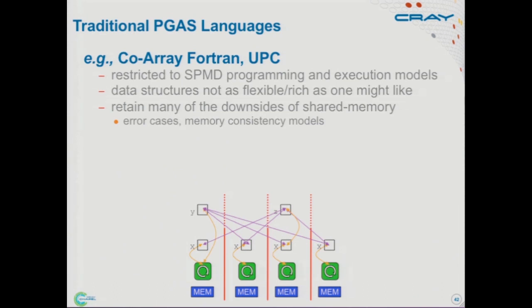I should say that Chapel does a lot of work to address the first two negatives here, but we still share the third one. In fact, it seems very tough to me to be a PGAS language and not have these hazards of shared memory programming. Maybe someone smarter than me can prove me wrong there, but I think that's a tough nut to crack. So that's the fourth theme, about locality and affinity.